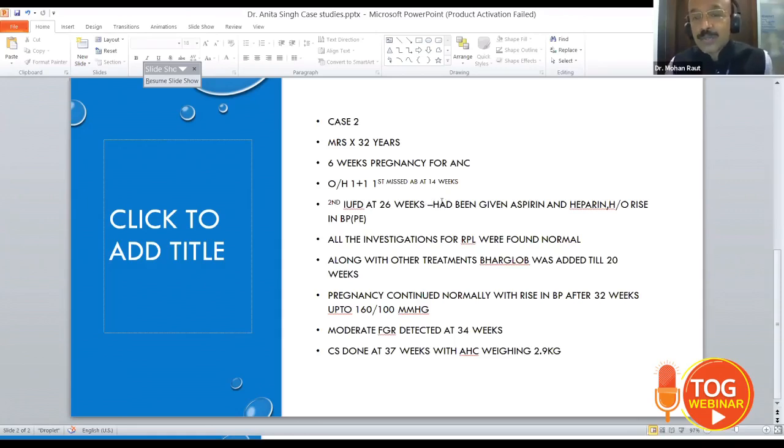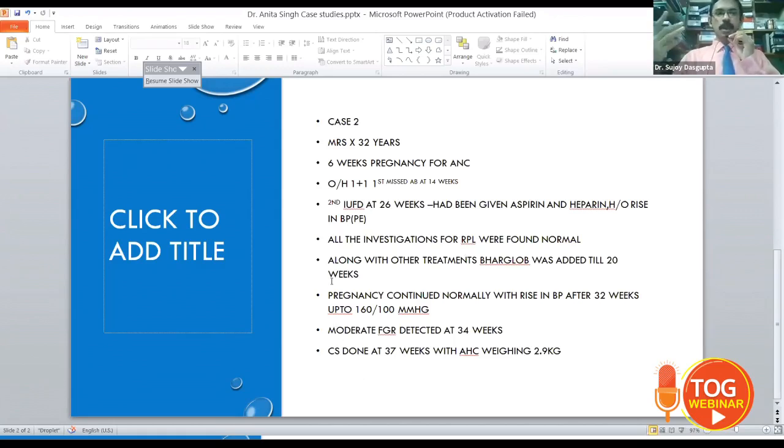Dr. Sujay, would you like to give your comments on this? Yeah, I encountered a similar type of case. Although she did not have an early miscarriage, she had IUFD and all the investigations were normal. So I managed almost in the same line as mentioned by Dr. Anita Singh. To be honest, I am also a little bit scared about continuing the Bharglobe beyond 20 weeks.